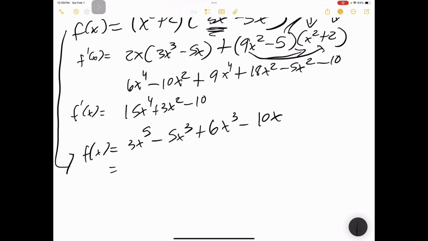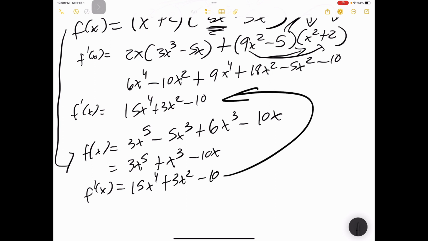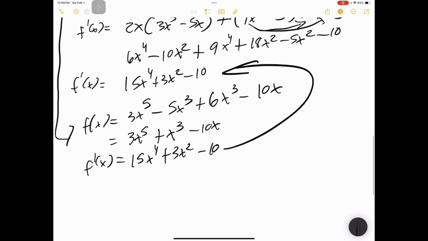Well, first of all, this is equal to 3x to the 5th plus x cubed minus 10x. And let's say f prime of x, after I multiply it out, is going to just be equal to 15x to the 4th plus 3x squared minus 10. And we see that we get the same answer. So our product rule definitely works.